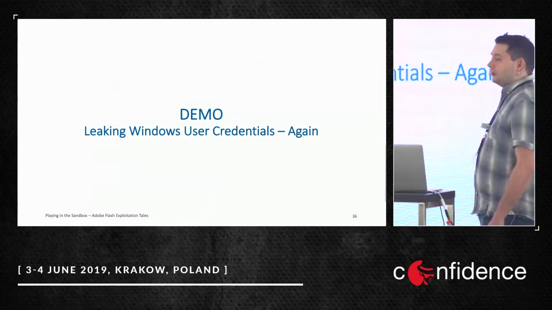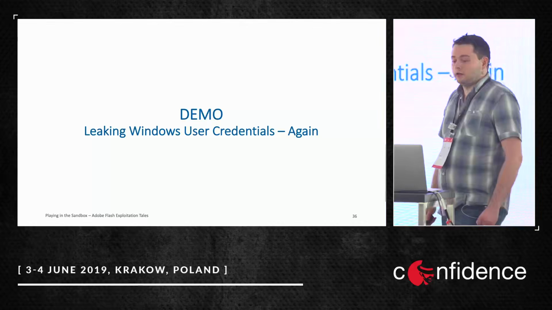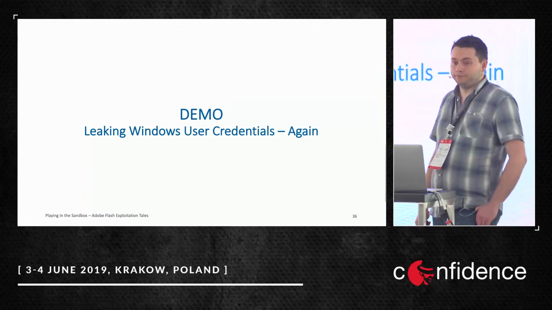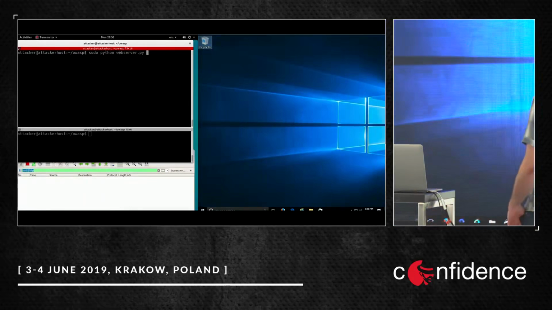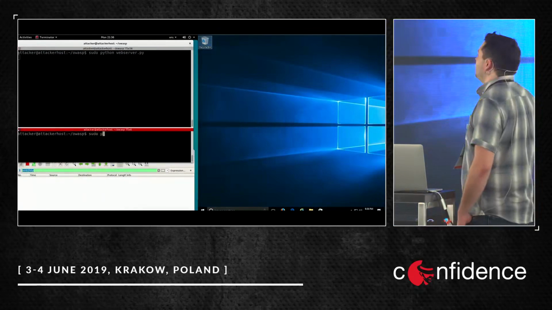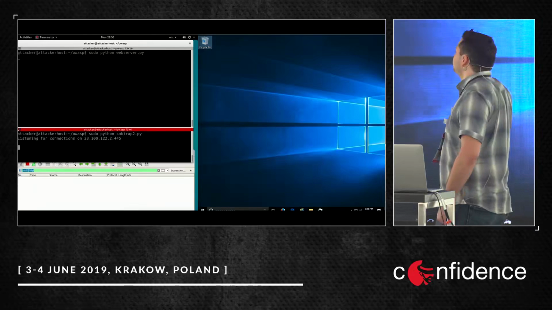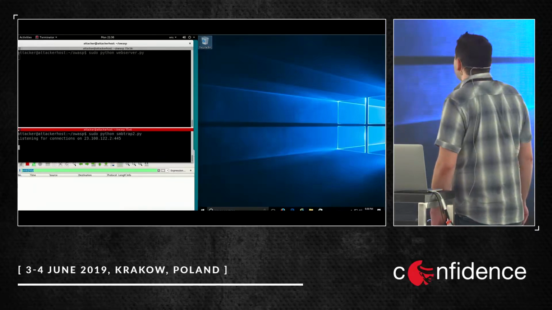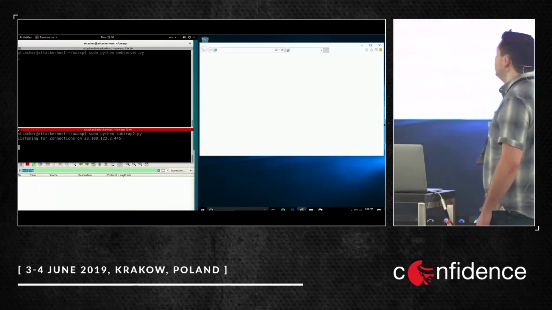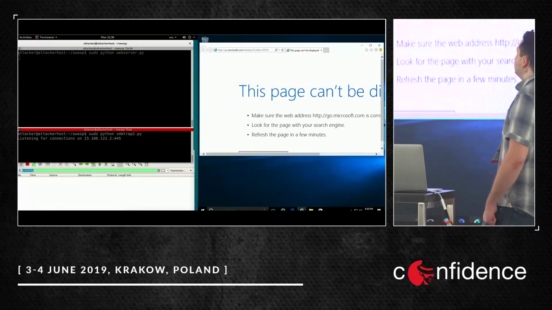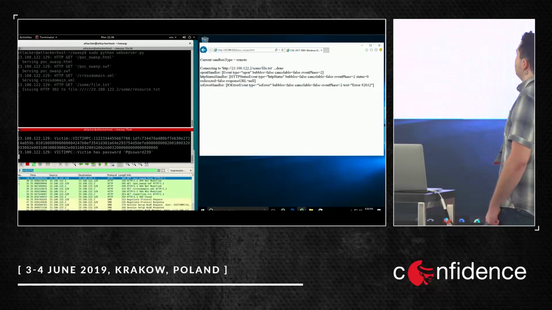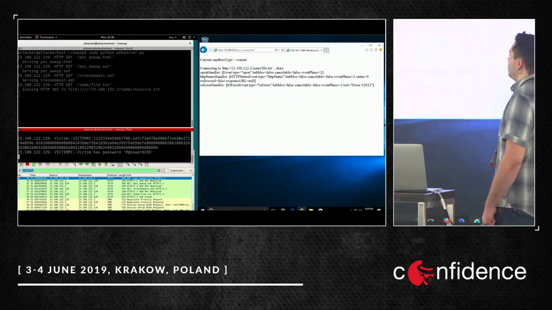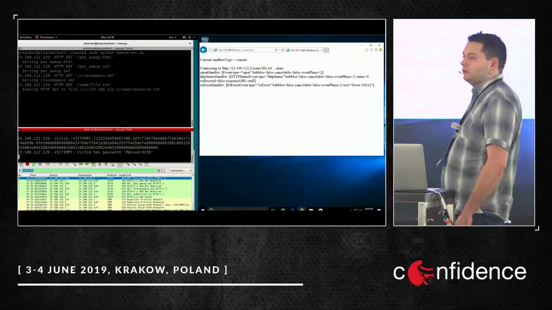And now I'm going to show you what happens when we feed that policy to the Flash runtime. On the attacker side, I will be running two scripts. One is a web server, and the other one is SMB trap. And we'll be using Edge this time on the client machine, navigating to the web server. And as you can see, we've again escaped the remote sandbox and managed to obtain the user password on the attacker side.